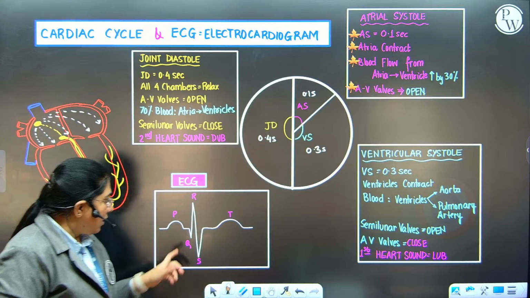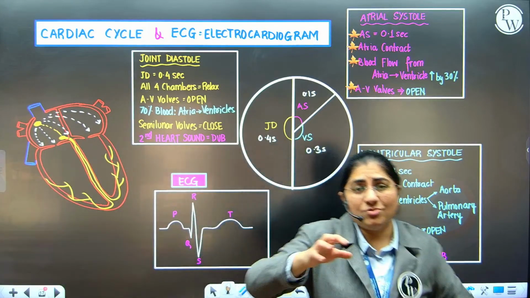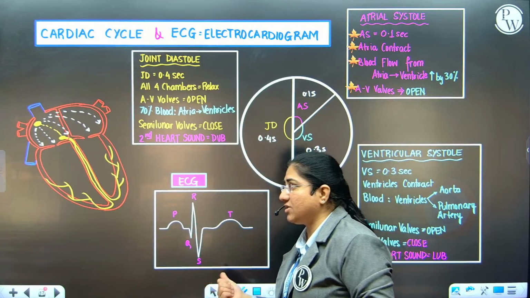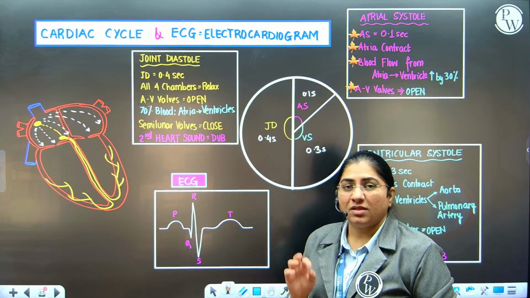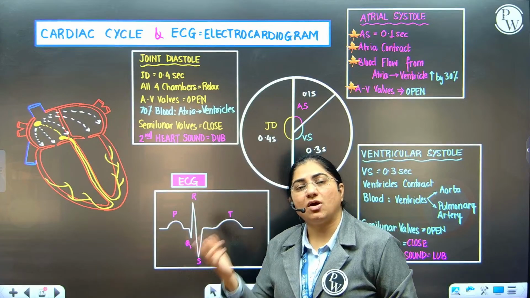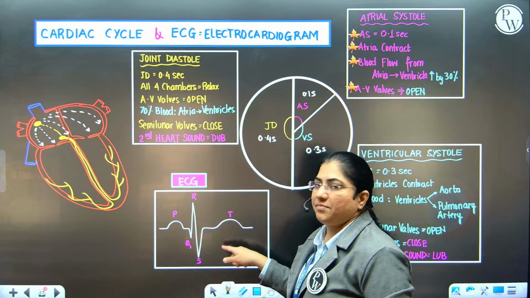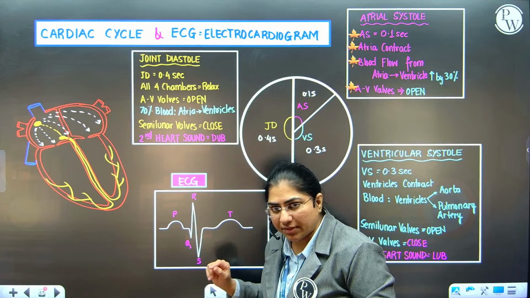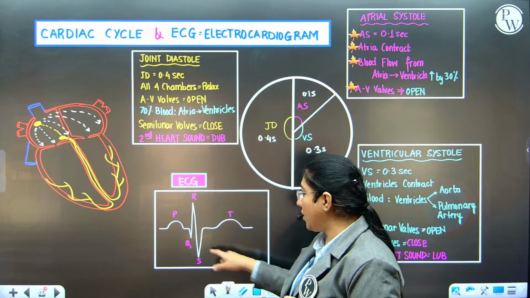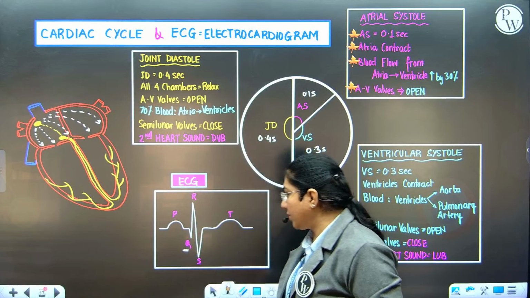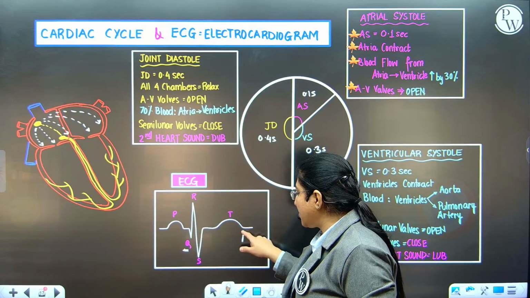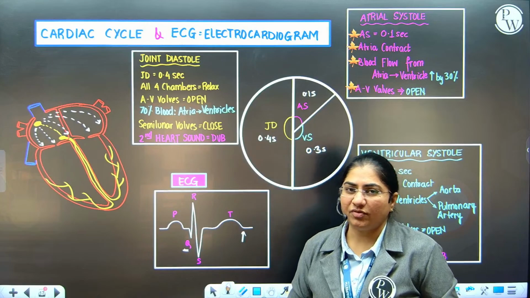Is that clear? Now the question comes, can you know the heart rate from the ECG? Yes. How? By counting the QRS complex. The number of times you have a QRS complex in 1 minute is the number of times the heart beats in 1 minute. Also, you have to remember, when does the ventricular systole begin? Immediately after Q. And when does the ventricular systole end? At the end of the T wave.